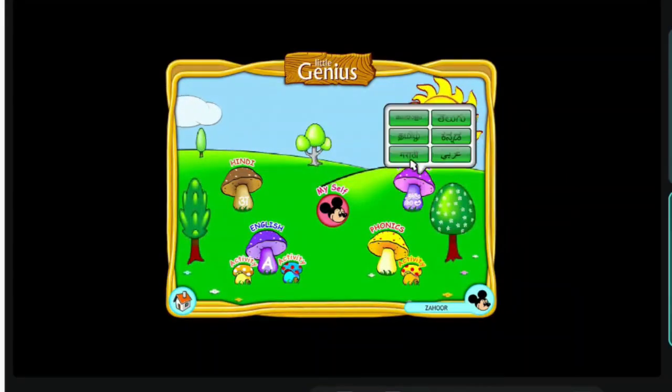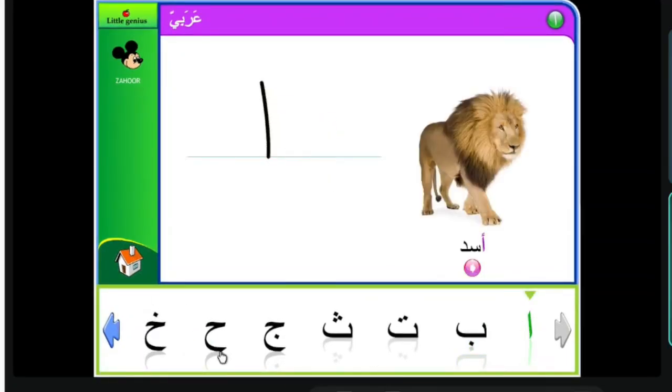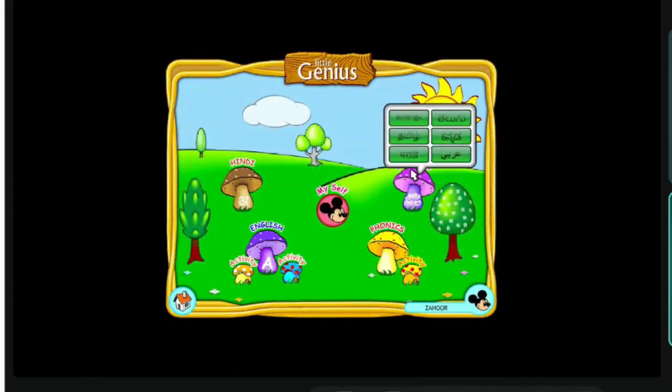Then another one, Arabic, is here. See the alphabets of Arabic, with only alphabets and pronunciation. Then other regional languages, like Marathi here. All these types of things will be there in the language section.